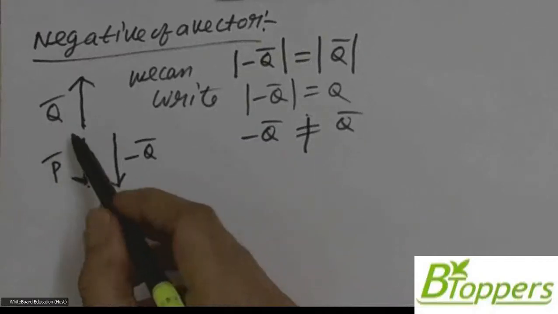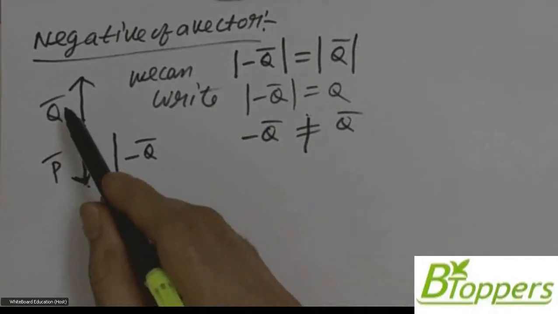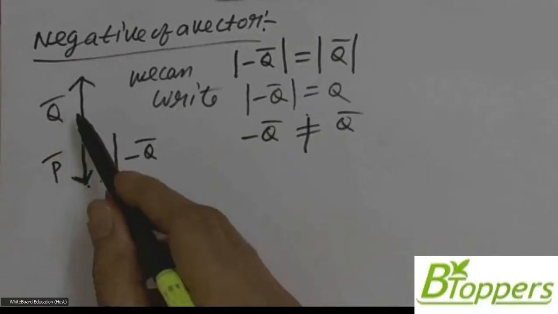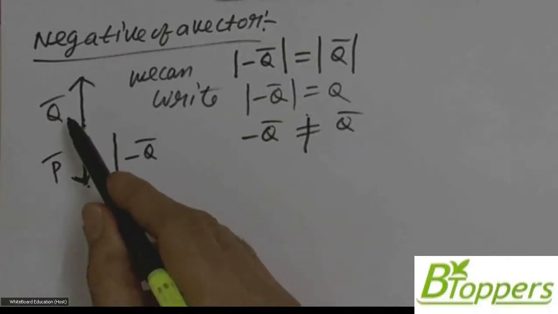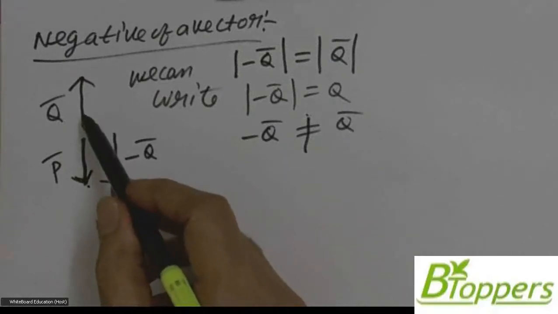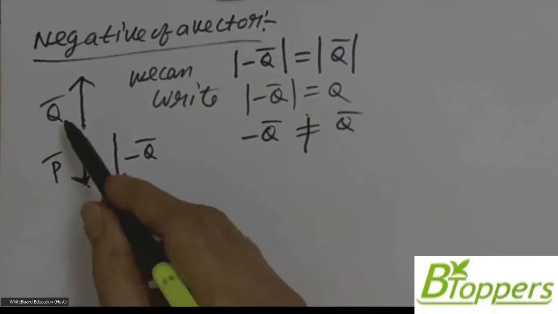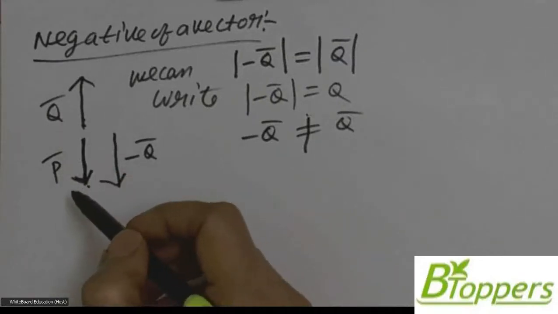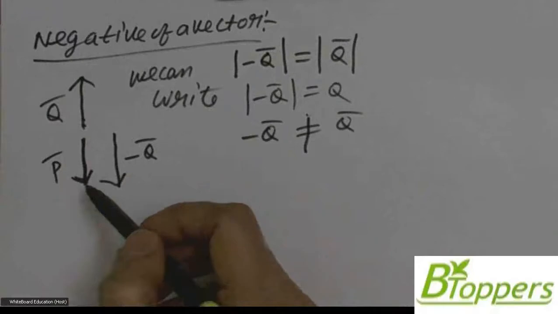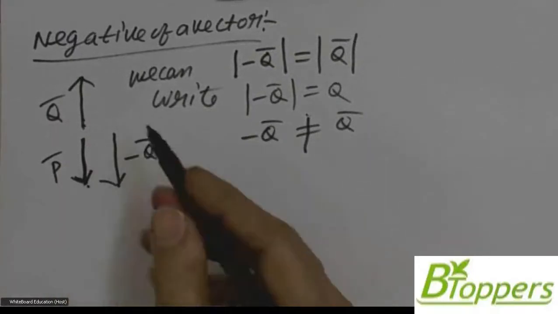if q bar is one vector, minus q bar is defined as another vector which has the same magnitude as the vector q bar but acts in the opposite direction to q bar. That means the direction of minus q bar is opposite to q bar. If the direction of p bar is opposite to q bar, it implies that the two vectors p bar and minus q bar have the same direction.